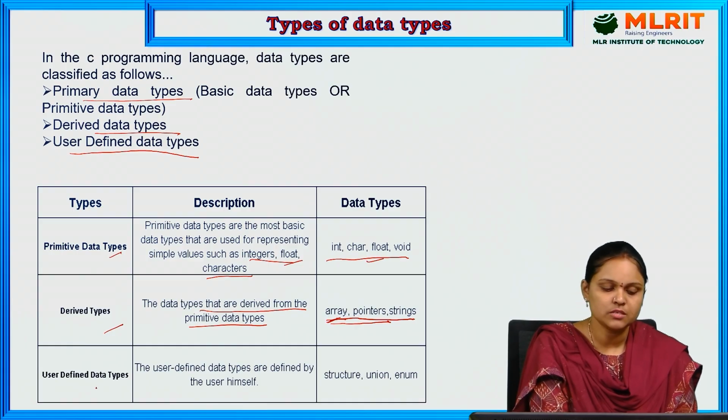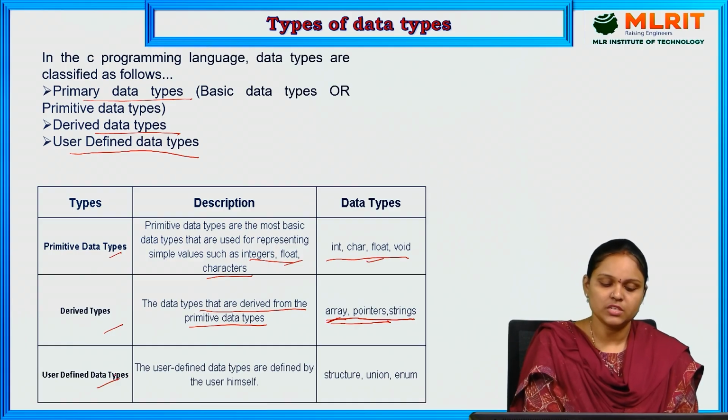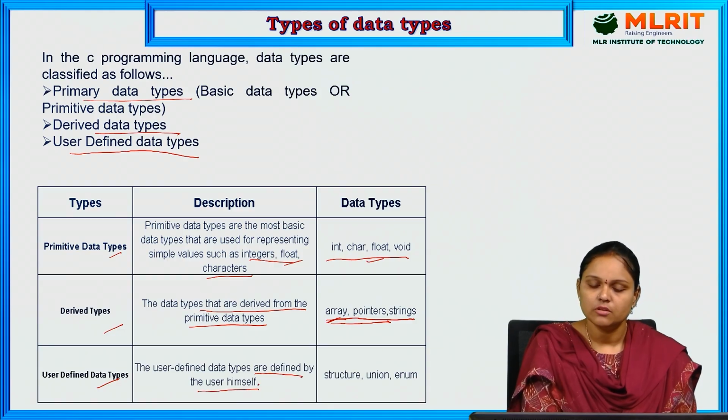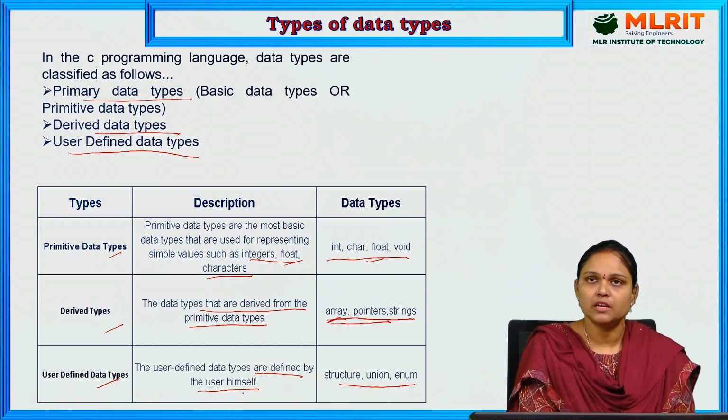And the next one is user-defined data types. User-defined data types are defined by the user himself. The examples are structure, union, and enum. They are derived by the user.